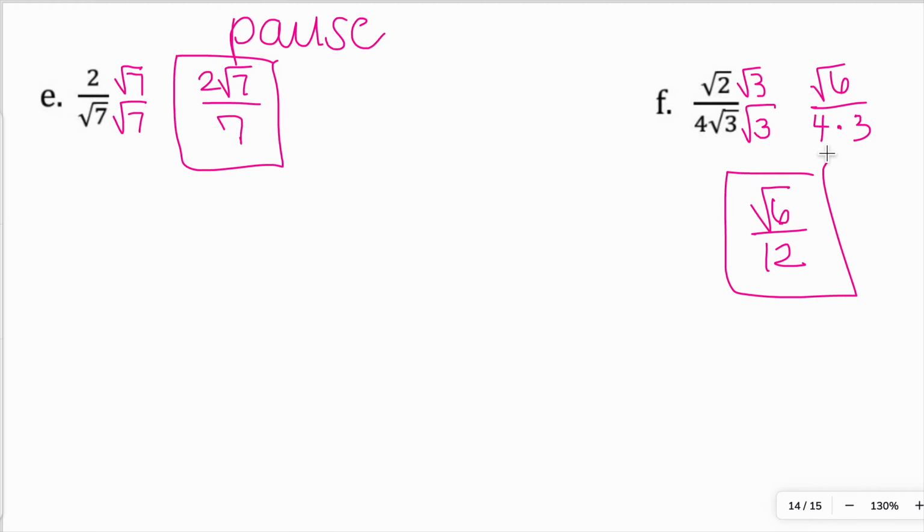That'll conclude our big review on radicals and simplifying them. Hopefully this gives you a good start to chapter 9, and we'll catch you next time.